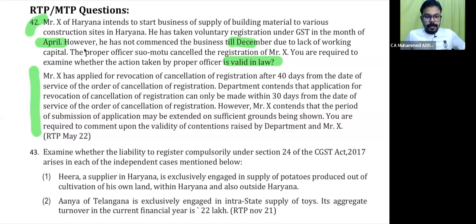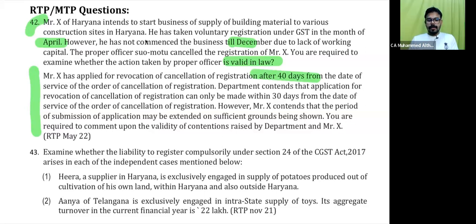So tell me, buddies, whether the second action is correct or not. What is the second action? Second situation, they're saying that it is cancelled. Now Mr. X is applying for a revocation of cancellation. But for a revocation of cancellation, we all know that it has to be applied within 30 days. But this guy is applying after 40 days. So the department is saying that after 30 days, you cannot apply for revocation.